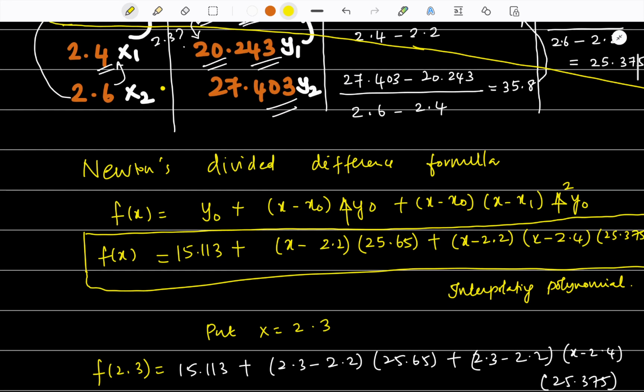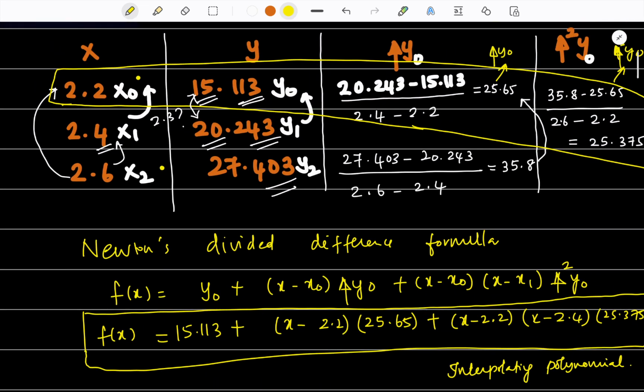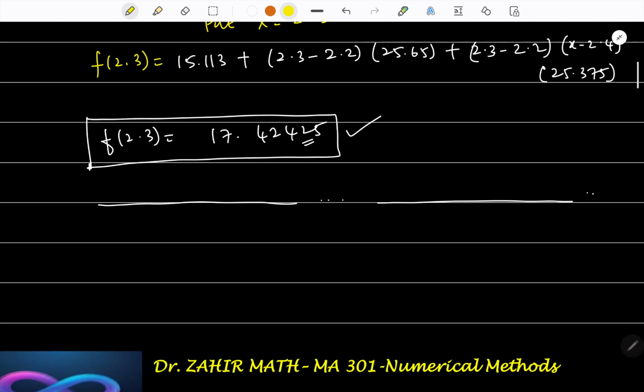Check your result to make sure it makes sense. What is the meaning? I told you, right? We are taking the value in between, so the answer should come between 15 and 20. Your answer should not come something like 120 or 140 point something. So check your results to make sure it makes sense.